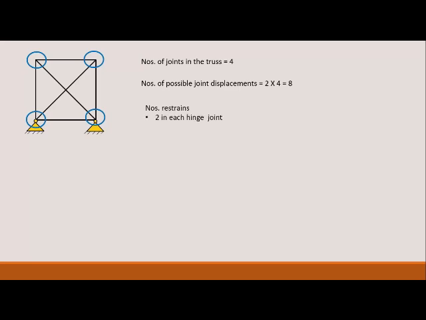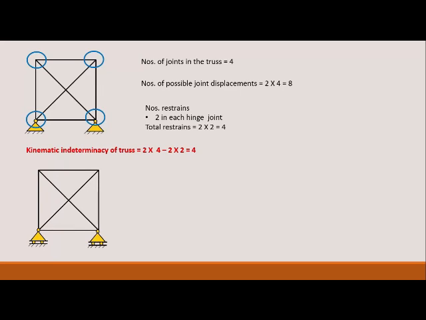Let us come to another example. This truss has two hinge joints and 4 joints in total. The number of possible independent displacements will be 2 into 4, equal to 8. The number of restraints is 2 at each hinge joint, so the total restraints are 2 into 2, equal to 4. So the kinematic indeterminacy of the truss will be 2 into 4 possible displacements minus 2 into 2 restraints, which boils down to 4. That is, the truss is kinematically indeterminate by degree 4.